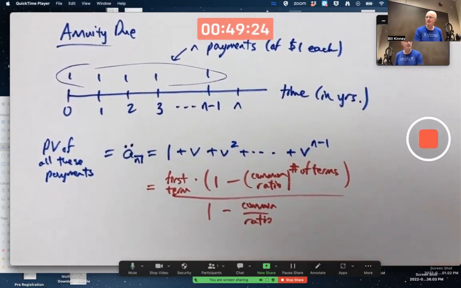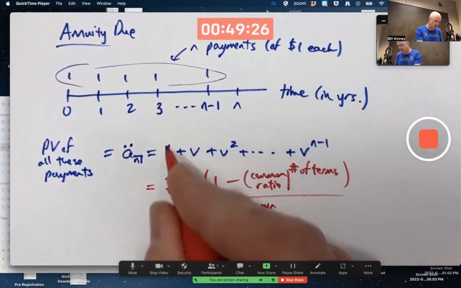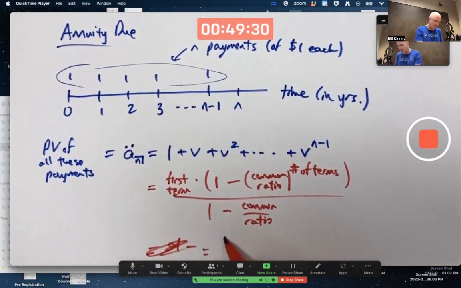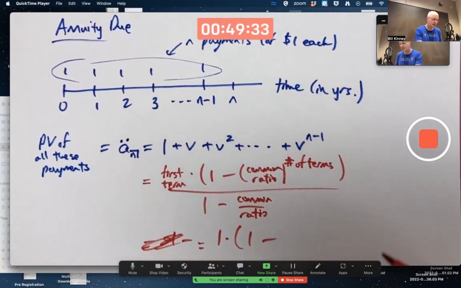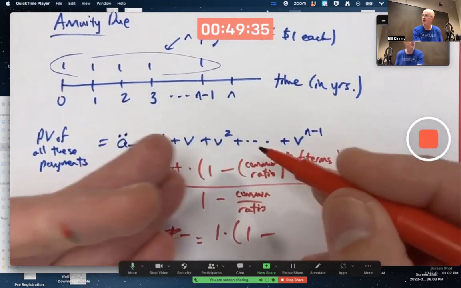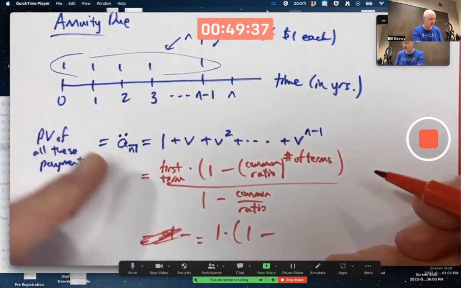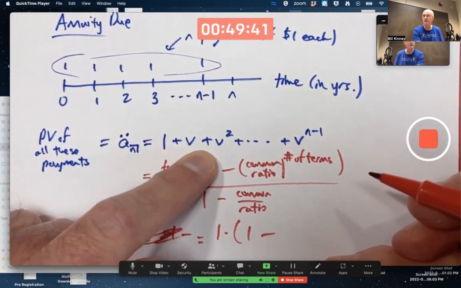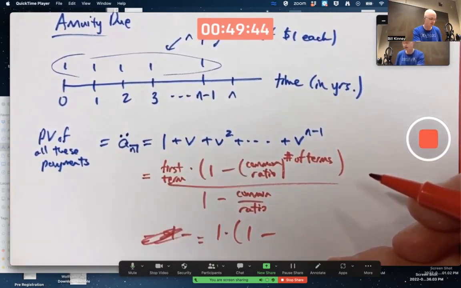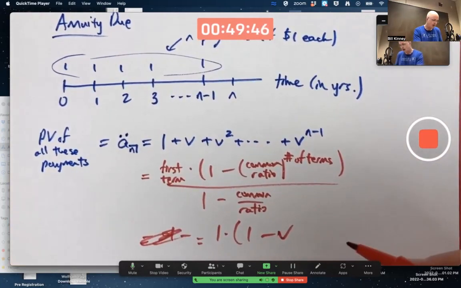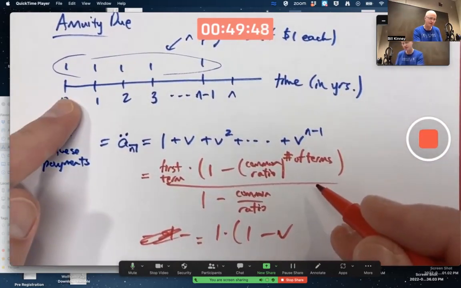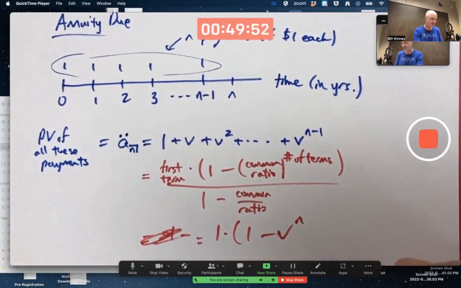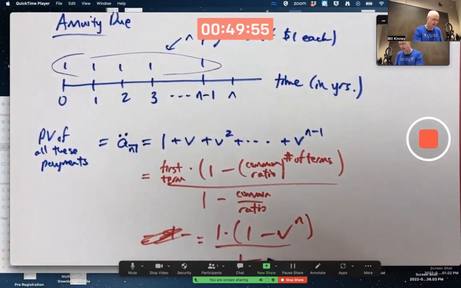And then the letters that you use depend on the situation. The first term is the 1. 1 times 1 minus the common ratio is the v. The v is what I need to multiply each term by to get the next term. v times 1 is v. v times v is v squared. v squared times v is v cubed. What's the number of terms? There were n payments. Starting at time 0, the last one at time n minus 1. This power is n, not n minus 1. All divided by 1 minus v.